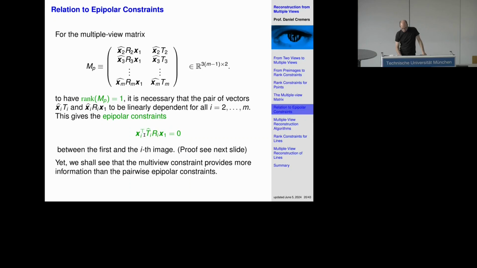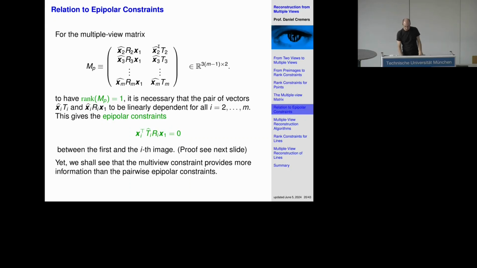And this actually corresponds to the epipolar constraint between image 1 and image 2 for the first pair, and image 1 and image 3 for the second pair, etc. And we'll see why that is on the next slide. But what's more is you could say, okay, if this thing is a multiple of that thing and this thing is a multiple of that thing, then it's nothing but all the epipolar constraints between the first camera and the i-th camera. But the truth is there is more in this constraint than just epipolar constraints.